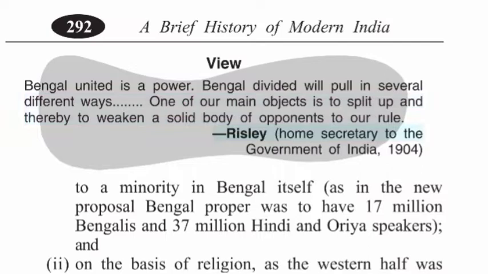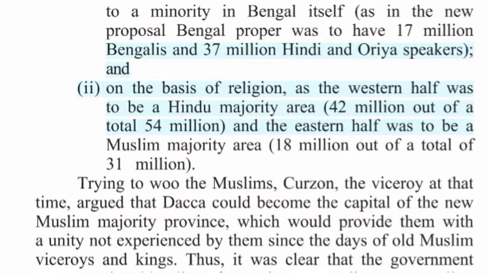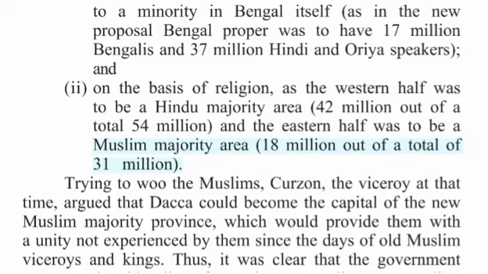The Bengalis were reduced to a minority in Bengal itself, as in the new proposal Bengal proper was to have 17 million Bengalis and 37 million Hindi and Oriya speakers, and, on the basis of religion, as the western half was to be a Hindu majority area, 42 million out of a total 54 million, and the eastern half was to be a Muslim majority area, 18 million out of a total of 31 million.